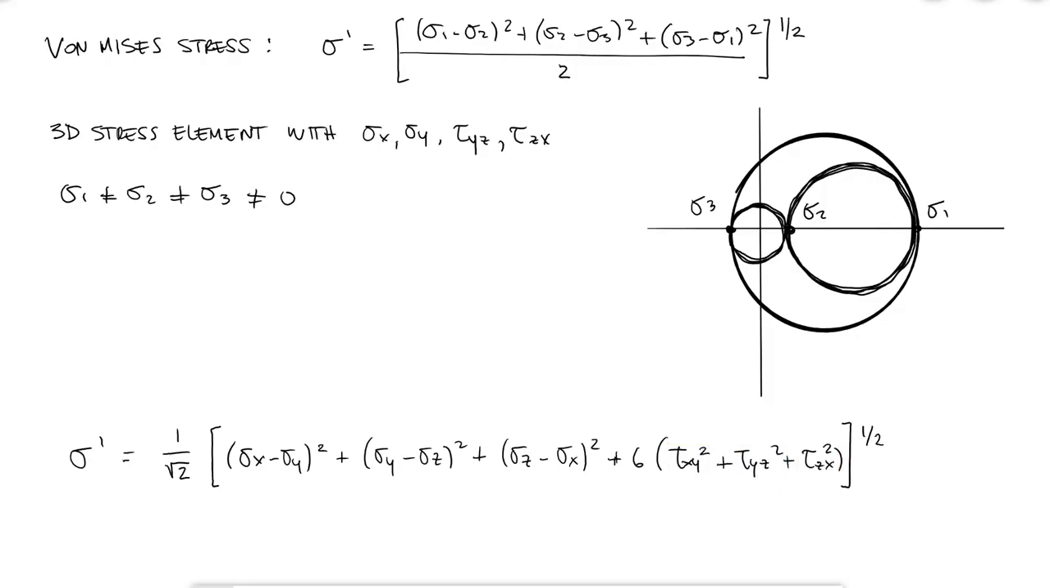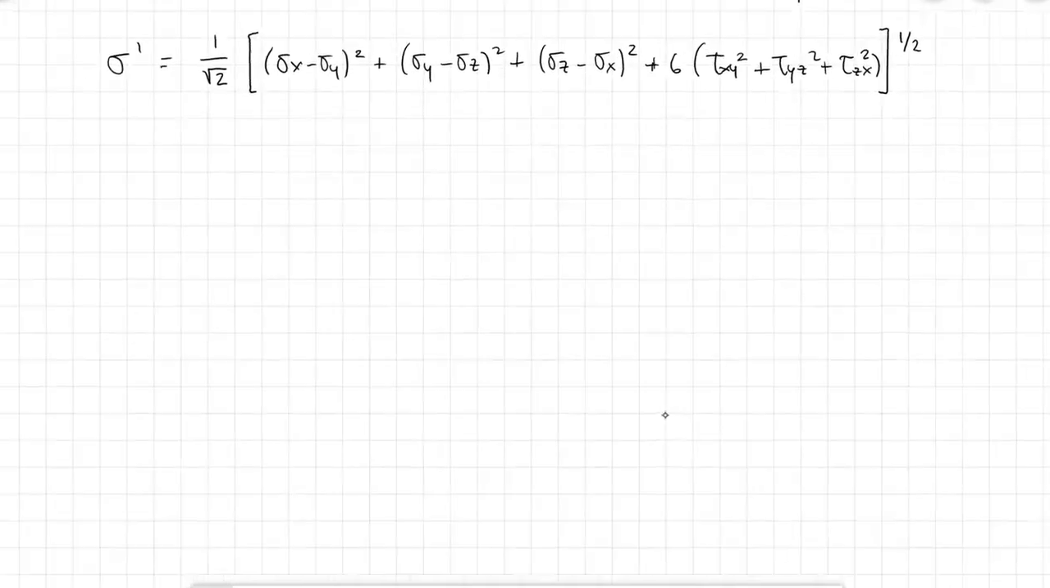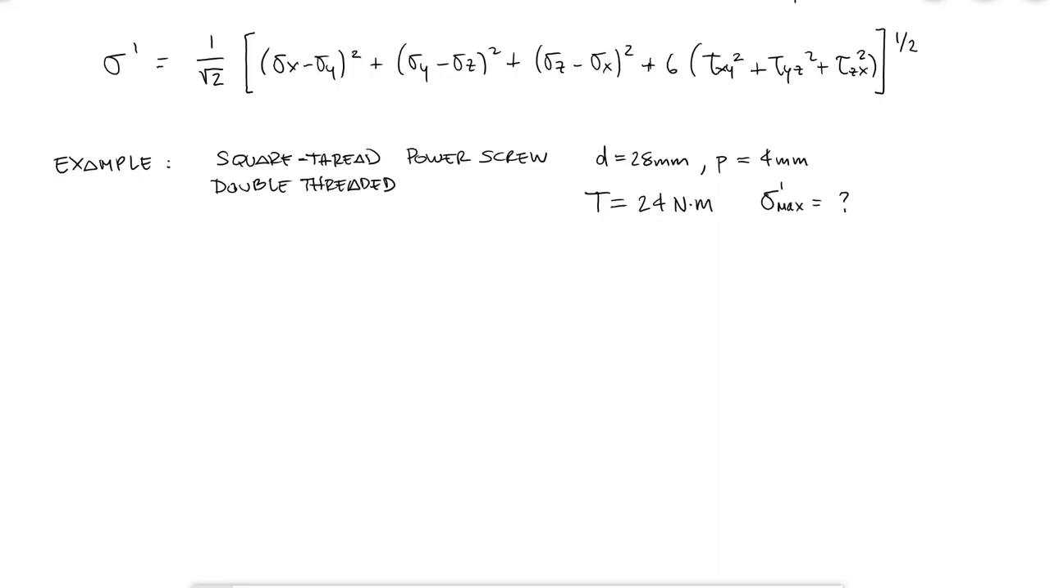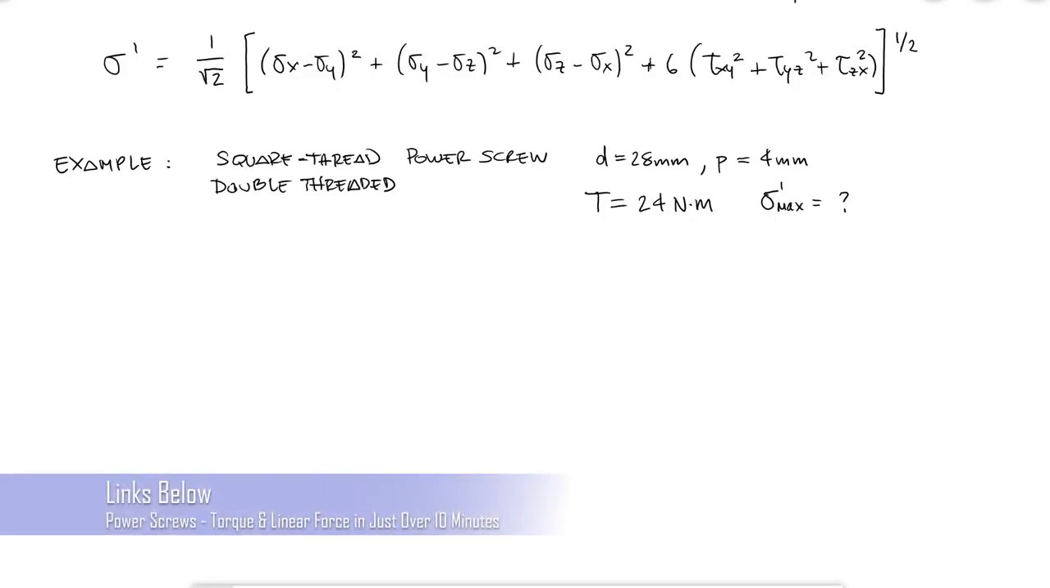Let's find out the von Mises stress for a square thread power screw that has a major diameter of 28 millimeters and a pitch of 4 millimeters with double threads. The torque that goes into the screw is 24 Newton meters. The first thing to know is that the force that comes out of the power screw can be calculated using what we learned during the last main video and the example videos that followed, links below. So I will not do that here today.